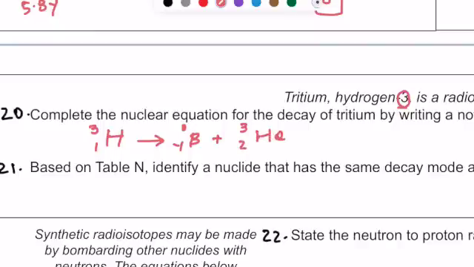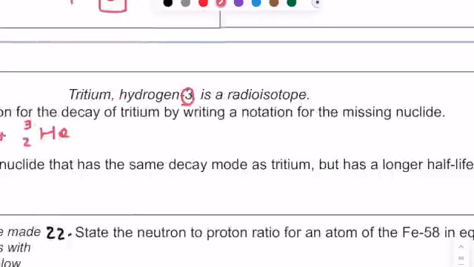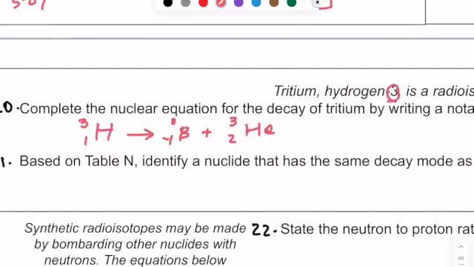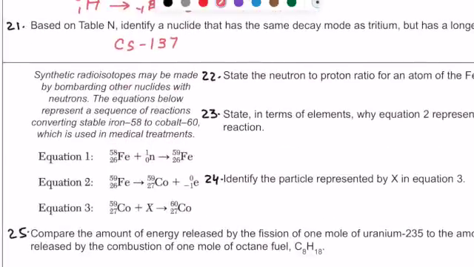So based on table N, identify a nuclide that has the same decay mode as tritium but has a longer half-life. So we are looking for something that has a beta negative decay mode but much longer half-life. So that could actually be cesium-137 that we looked at earlier. Here we've got 3 equations.